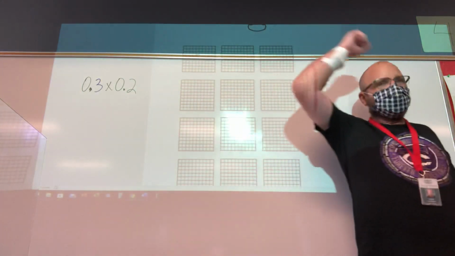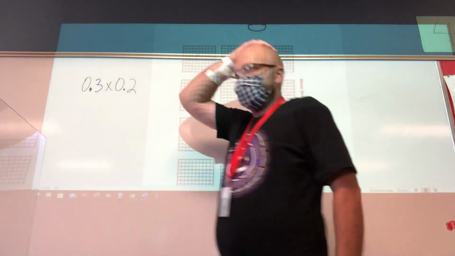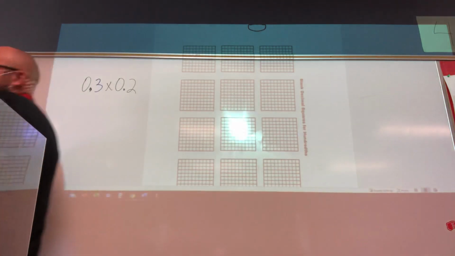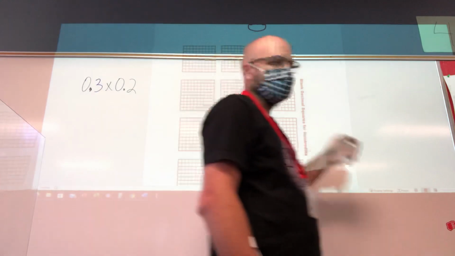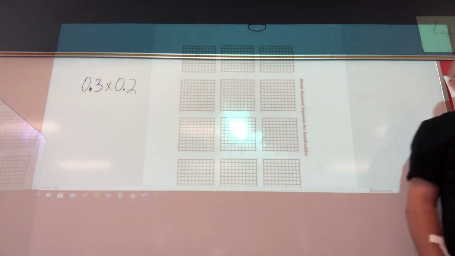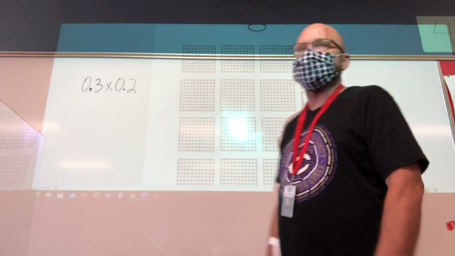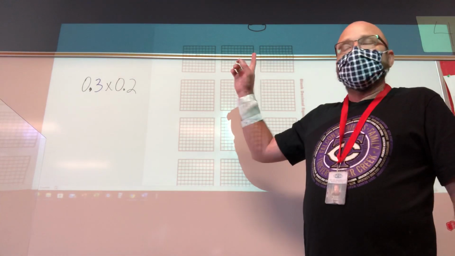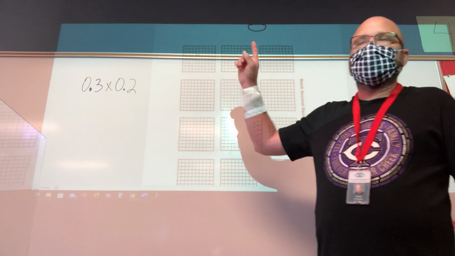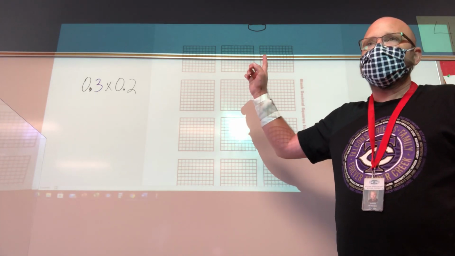Ladies and gentlemen, boys and girls, children of all ages, yesterday we started multiplying decimals by decimals using the hundredths grid. So we're going to go over some problems today, and then I'm going to give you some problems to work on your own. Please look, because I'm going to ask questions, and since you have your computers closed, you'll be able to see me.